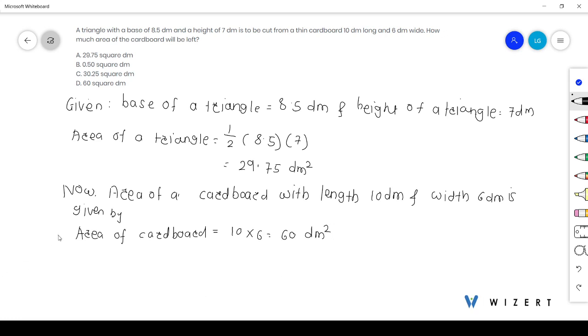Hence, area of the cardboard left is given by area of the cardboard, that is 60 decimeters square, minus area of the triangle, that is 29.75 square decimeters. So it is 30.25 square decimeters.